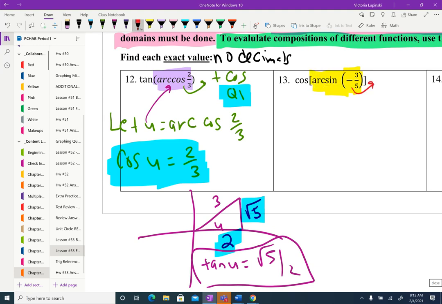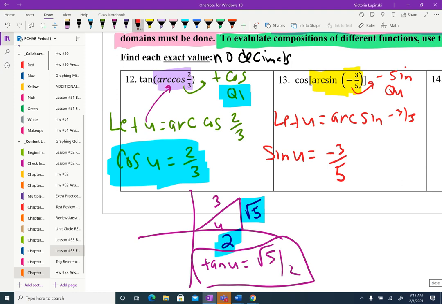If you look at the inside here and you see that it's a negative sign, remember that the range is only from -pi/2 to pi/2. So if you have a negative sign, you actually have to be in quadrant 4. You're going to let U be equal to whatever the yellow is. How do you get rid of an arc sine? You take the sine of both sides. So the sine of U equals -3/5.